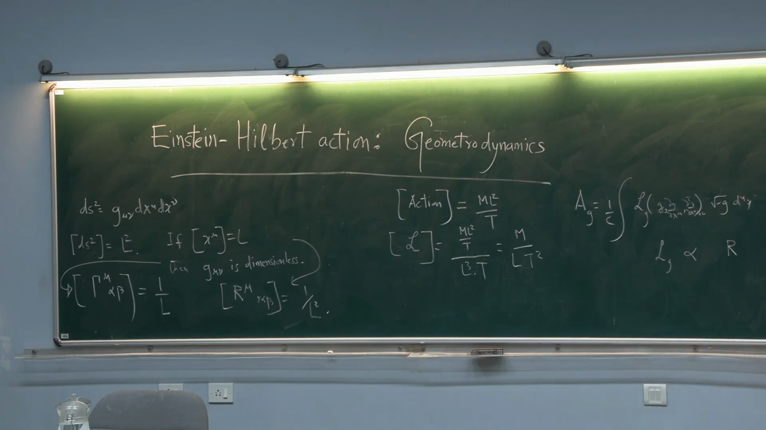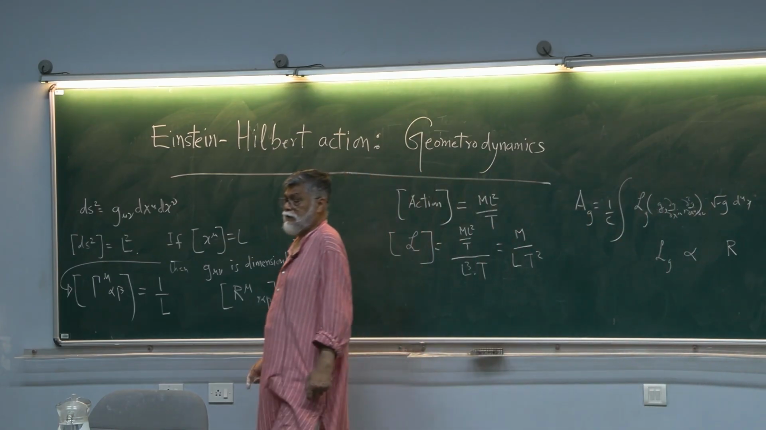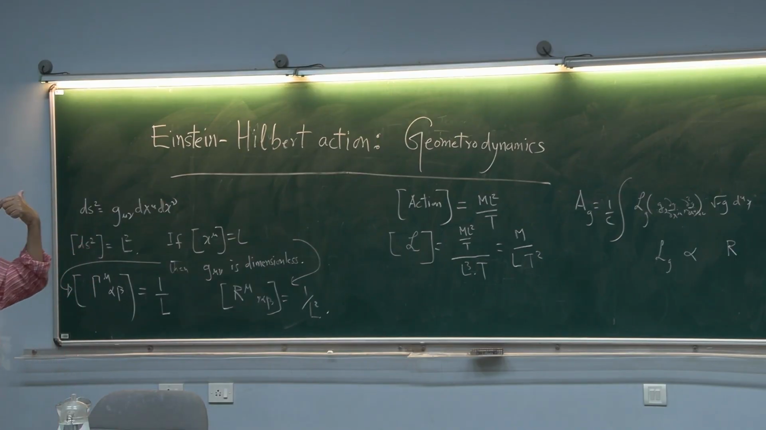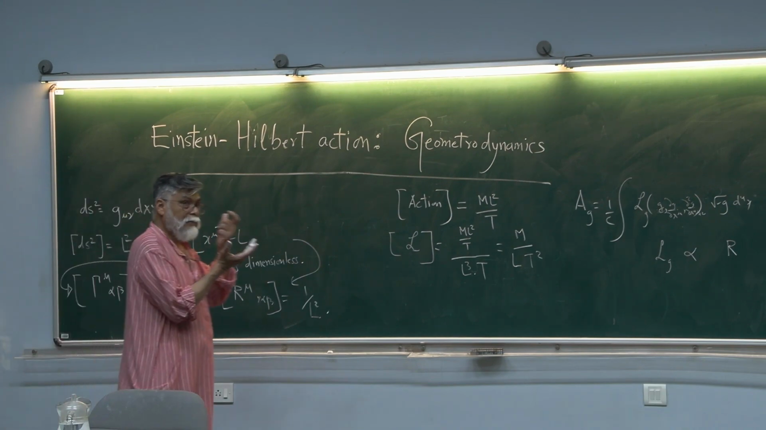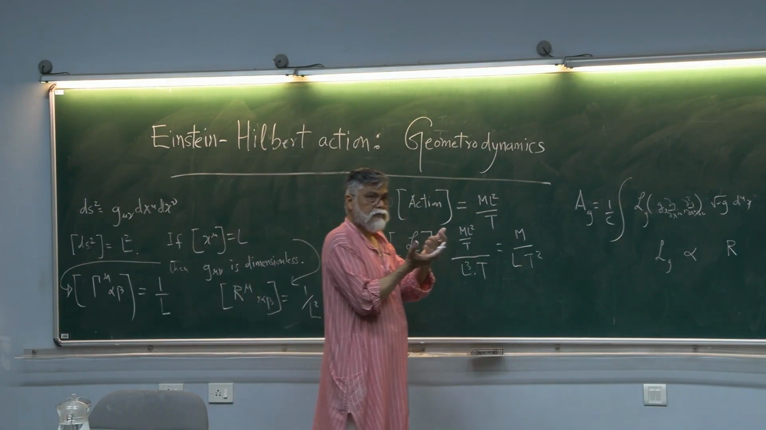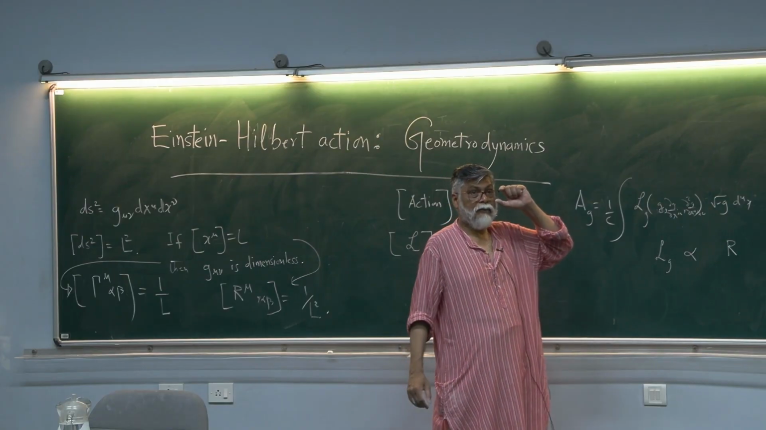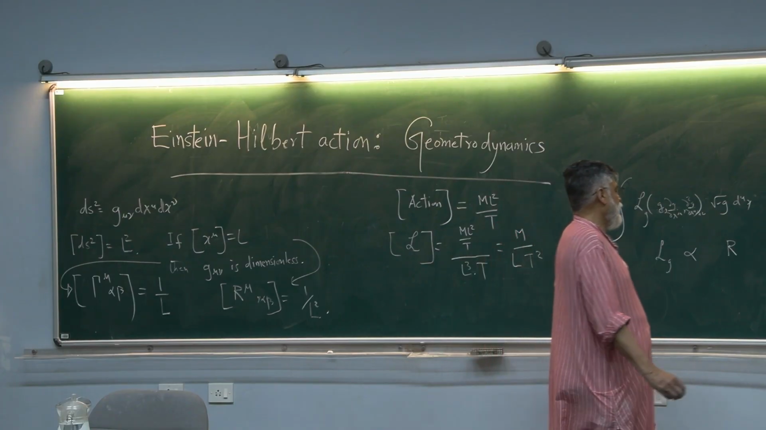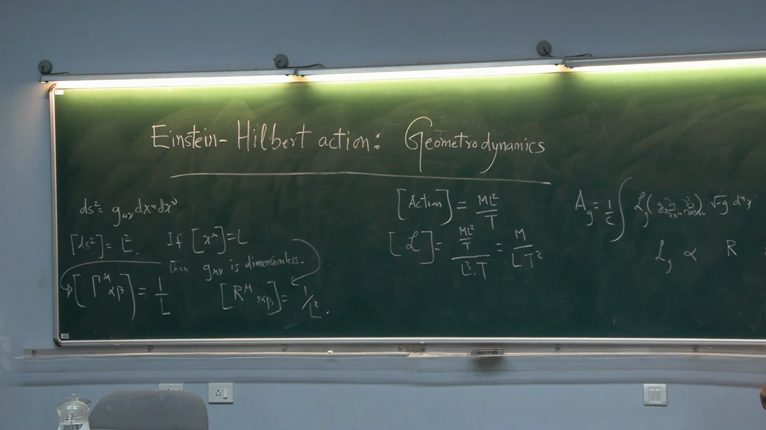But Ricci scalar's physical dimension is what? 1 by L square. Ricci scalar is obtained by contracting g mu nu with R mu nu. R mu nu is 1 over L square, g mu nu is dimensionless. So Ricci scalar has dimension of 1 over L square. What should I multiply such that I get mass L by T square? It turns out, convince yourself, that I should multiply c cube by G.